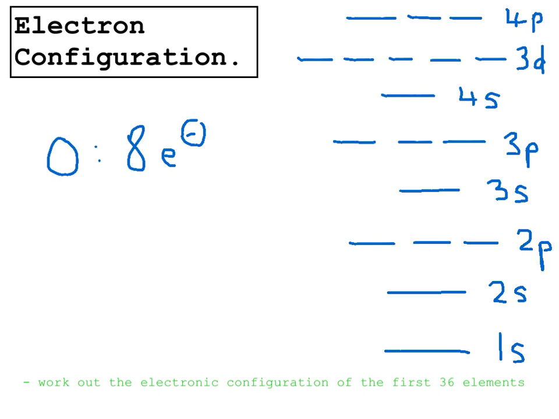So we fill in up from the bottom, so we can fit 1 in the 1s like that, and 2 in the 1s, and you'll see that I'm drawing arrows that point in opposite directions. The reason for that is that electrons in the same orbital will spin in opposite directions so that they can fit in that orbital. We put another one in the 2s, another one, so we've filled in 4 so far.